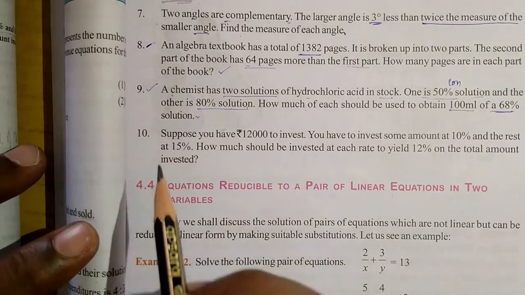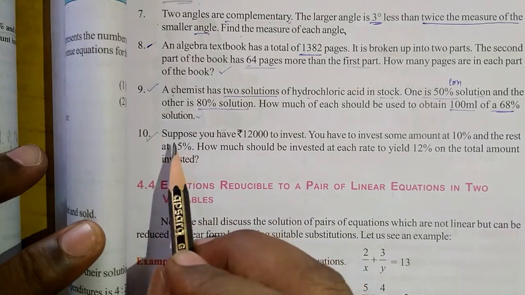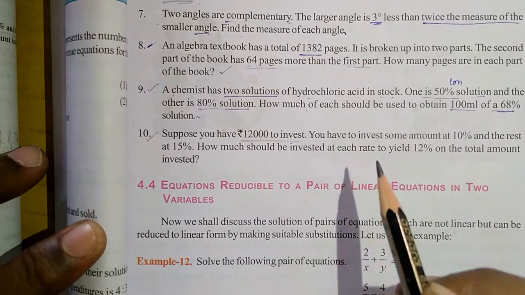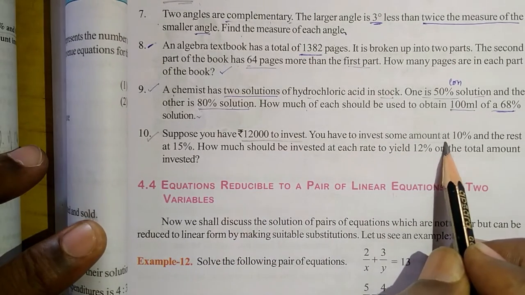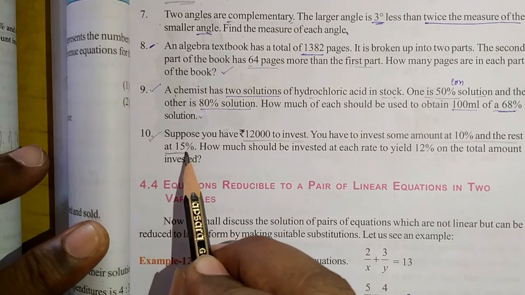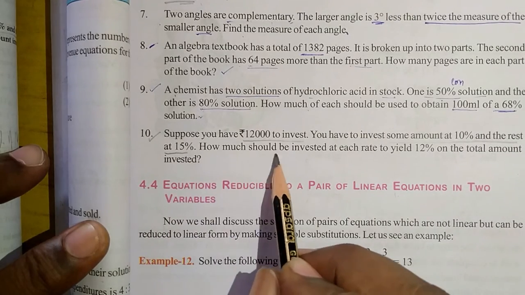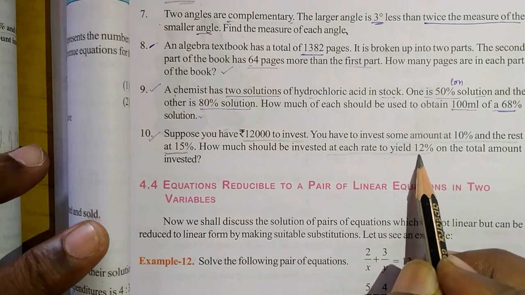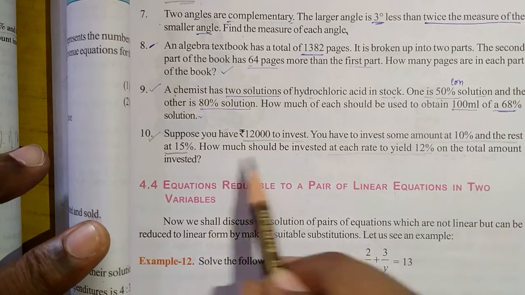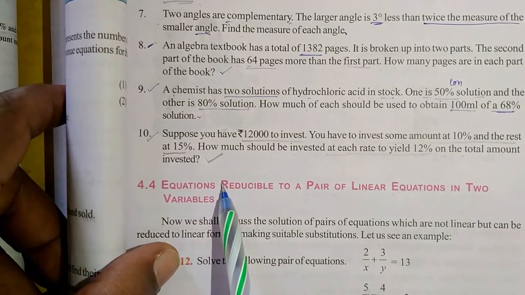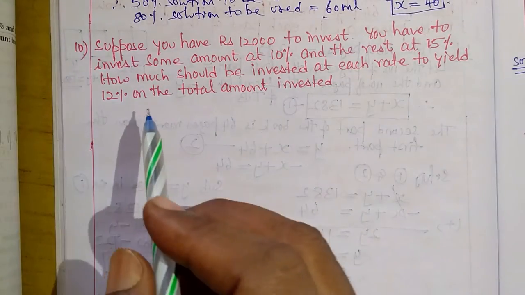Now let us try to solve the 10th question in exercise 4.2. Suppose you are having 12,000 rupees to invest. You have to invest some amount at 10% rate of interest and some at 15% rate of interest. How much money should be invested at each rate to yield a total of 12% on the total amount invested? So that is the question here. Now let us try to solve this question, the 10th one. I have written the question here.